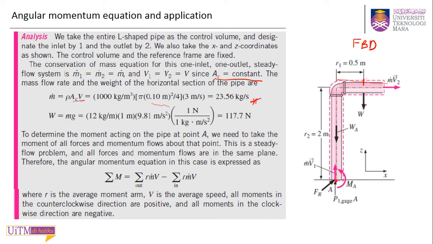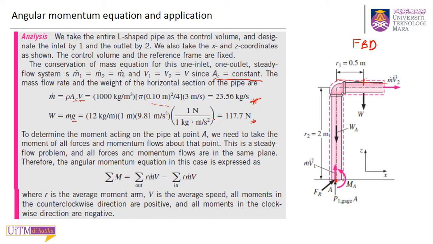Right, so that's your m dot, and your W, the weight for this one. They give you the weight per meter length. The mass is 12 kg per meter, times 1 meter to get only the mass. Then 12 times 9.81, g, the constant. So this will give you the weight, W, which equals 117.7 Newton. So you have your m dot and you have your W.